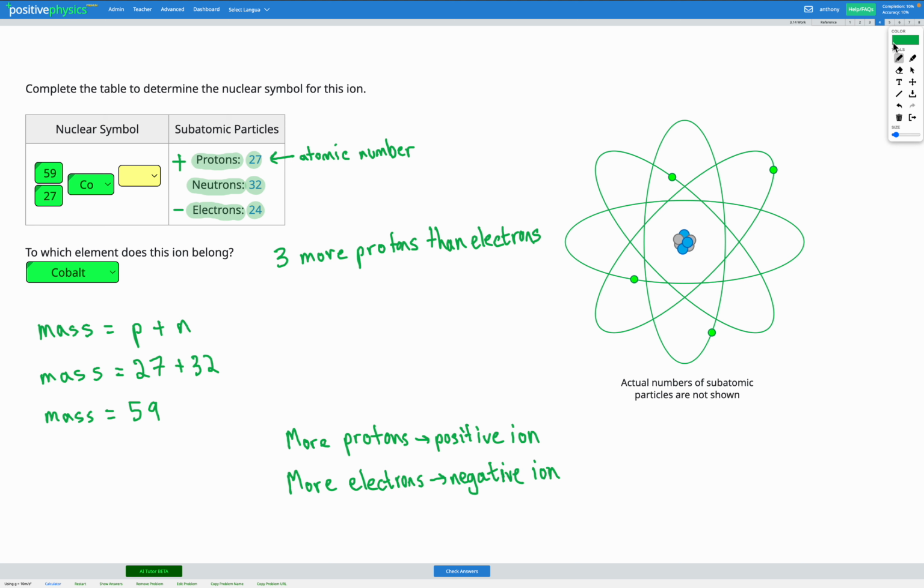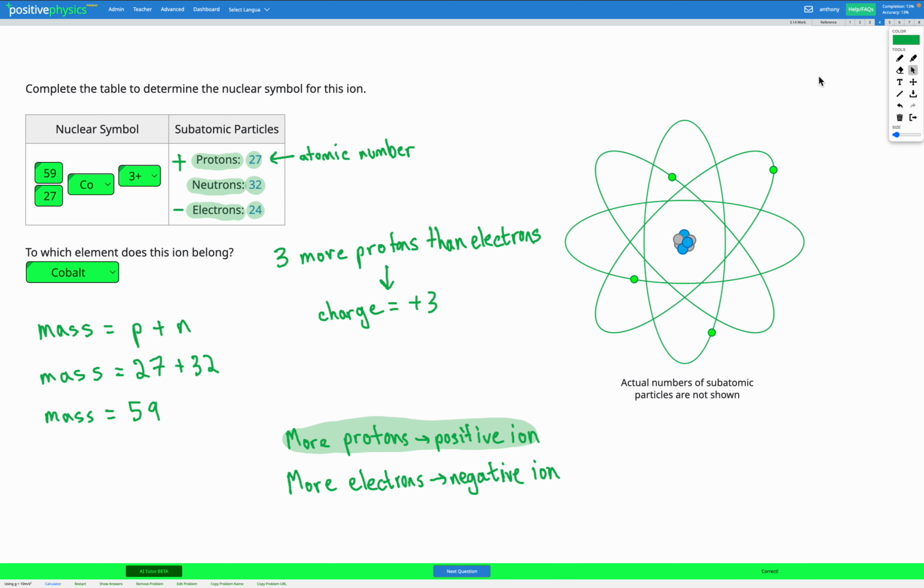So more protons than electrons means we have a positive ion. And since we have 3 more protons than electrons, our charge is going to be plus 3. So we can go ahead and fill that in the charge box here. 3 plus for our charge.